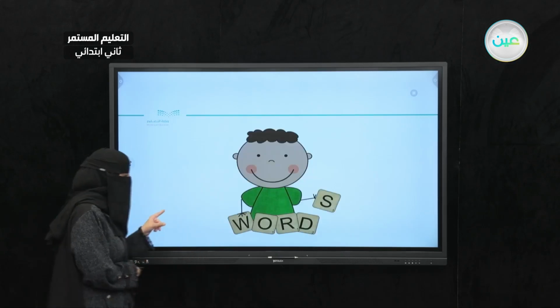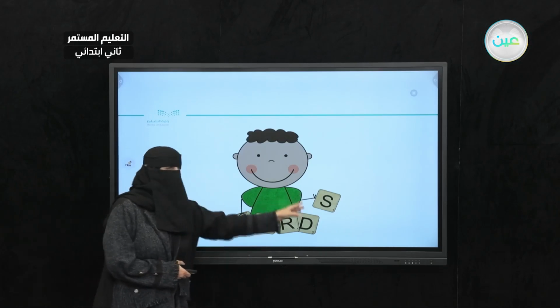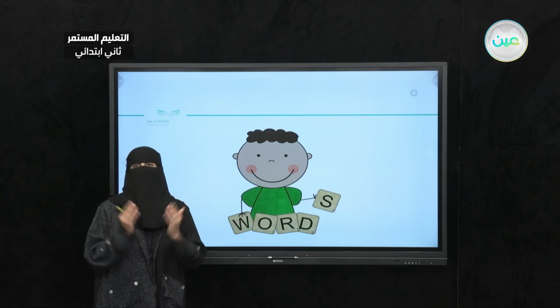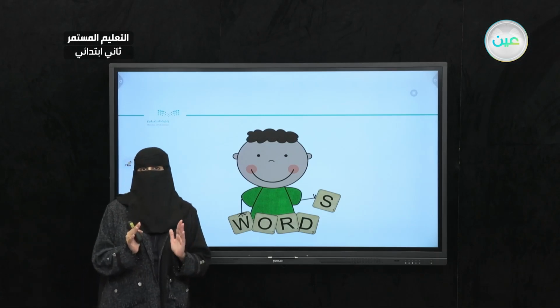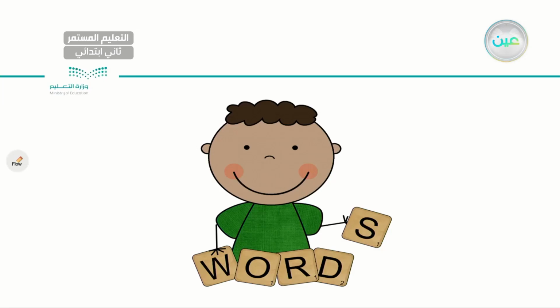Okay, as you can see here, the boy is holding 1, 2, 3, 4, 5 different letters. When I put these letters together, they form the word words. Okay, I have W, I have O, I have R, D, and S. When I put them together, they form the word words. Okay, so let's spell W, O, R, D, and S.